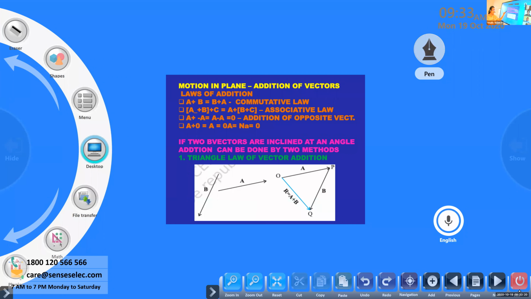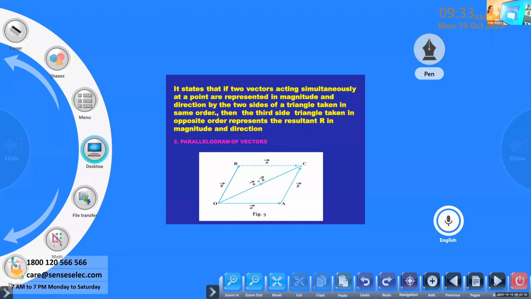Laws of addition, you remember what we have learned, that is a plus b is equal to b plus a, commutative law. Then we have learned associative law. Then we have learned addition of opposite vector. Then a plus 0 equals a. Then we come to the triangle law of vectors, that is if two vectors acting simultaneously.